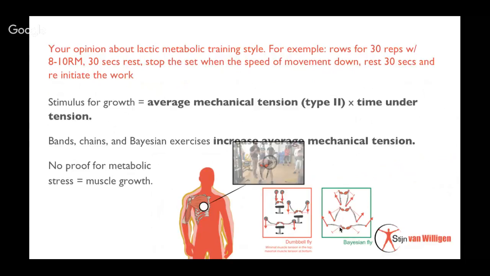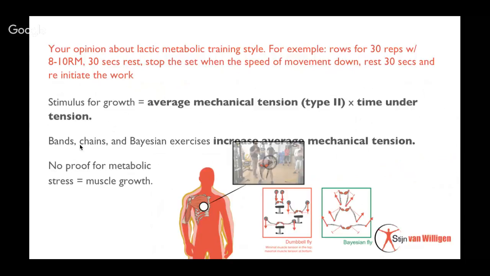As you can see here from the image below, at the top you have 0 mechanical tension on the chest if you're doing a dumbbell fly, basically. But here with the Bayesian fly, from the other side, at the top you do have some resistance from the cables. So mechanical tension is still there. So the average mechanical tension over the entire movement is going to be much higher for the Bayesian fly than for the dumbbell fly. And that's why this is a much more effective exercise. I hope that makes sense.